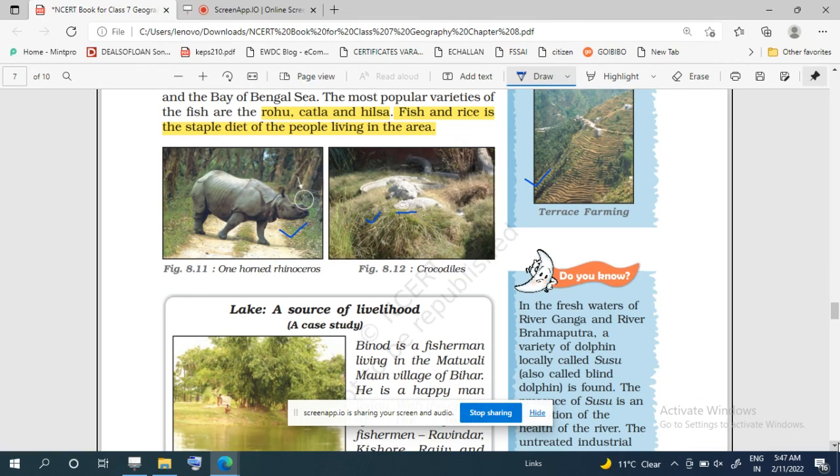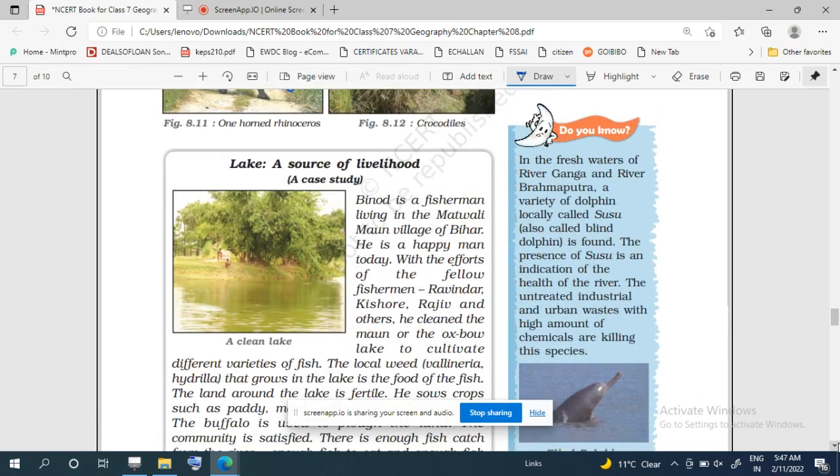Now we will see how a lake becomes a source of livelihood. It's a case study. Vinod is a fisherman who lives in the village Matwali Mon of Bihar. Okay, the place is Bihar. The village is Matwali Mon, and Vinod is the fisherman about whom we are seeing this story.